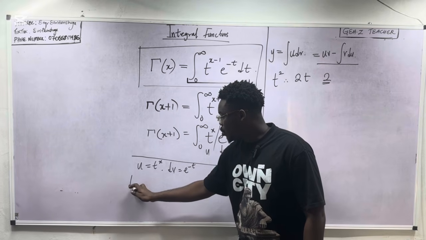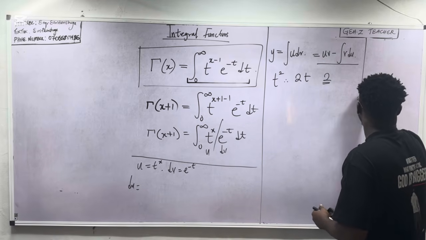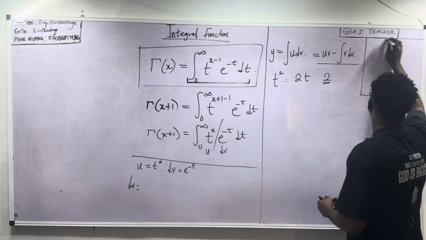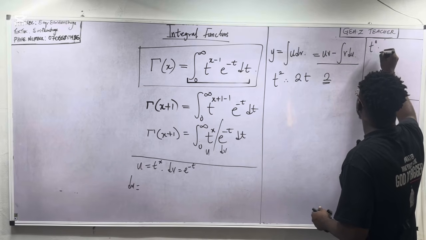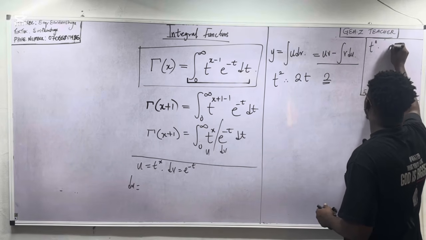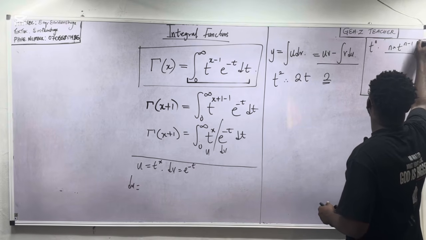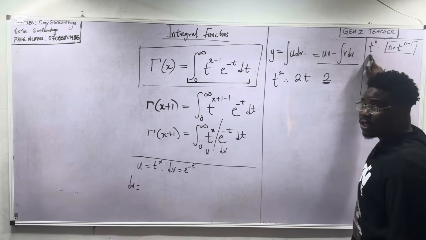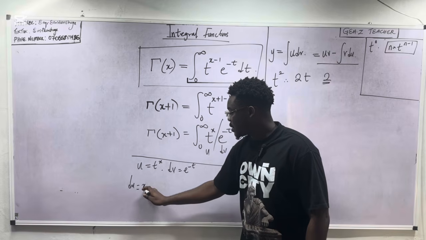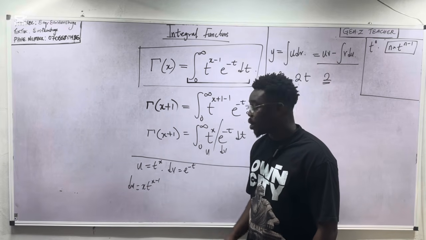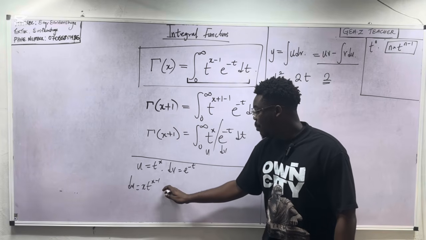Now let's get du. How do you differentiate? For those who might be new to calculus, basically, if you have t raised to power n, differentiating this gives n times t to the power of n minus 1. This is the differential of this expression. So if you have t raised to power x, you're going to have x t raised to power x minus 1.